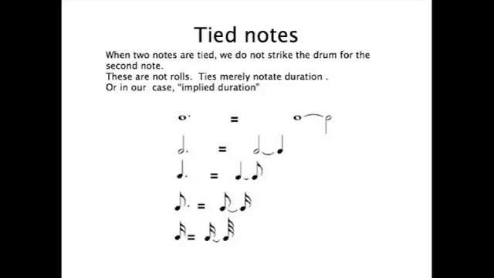These are not rolls. There's no roll symbol here. It's just a tied note. And so forth and so on. There's a dotted half note. So it's a half note tied to a quarter note. Dotted quarter note tied to an eighth note. The exact same relationships we had earlier when I was telling you about the math involved with the dotted notes.